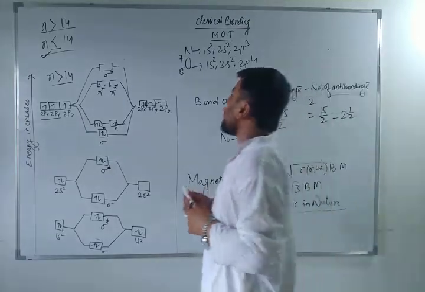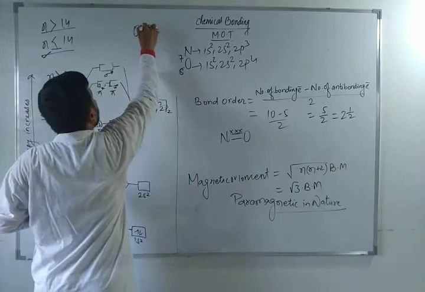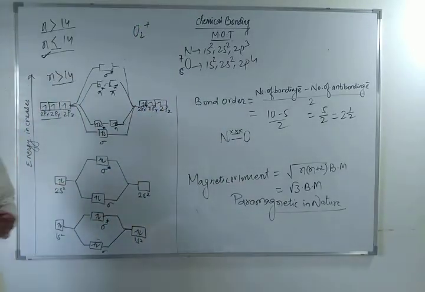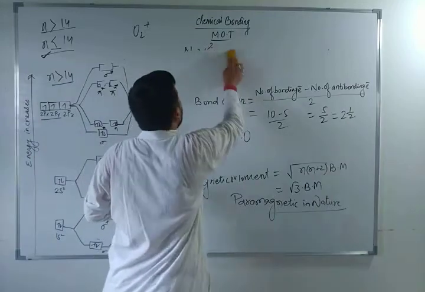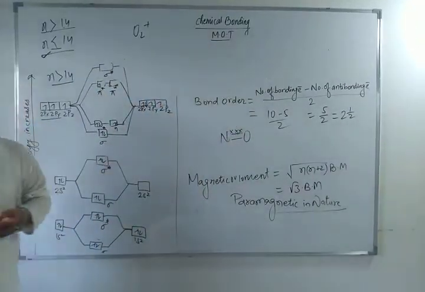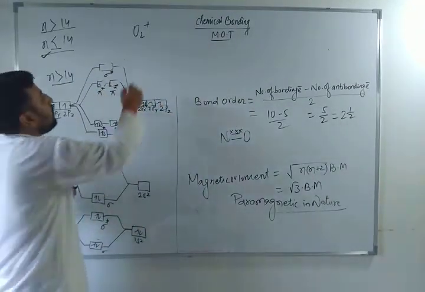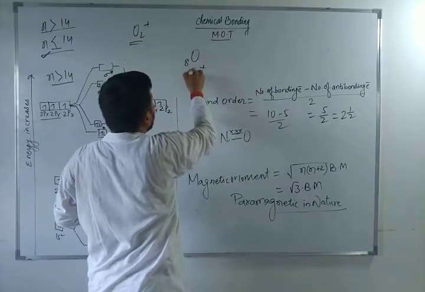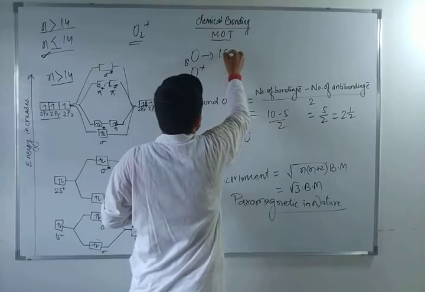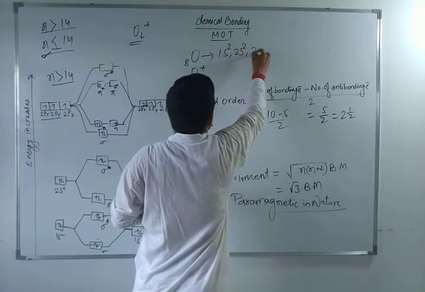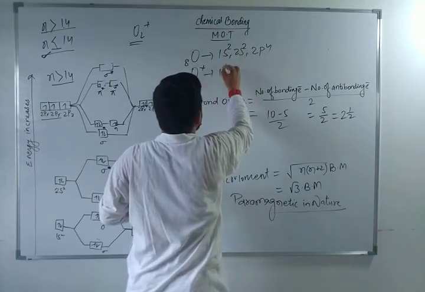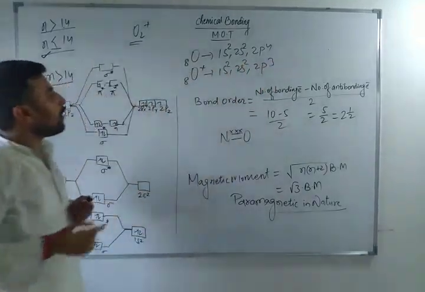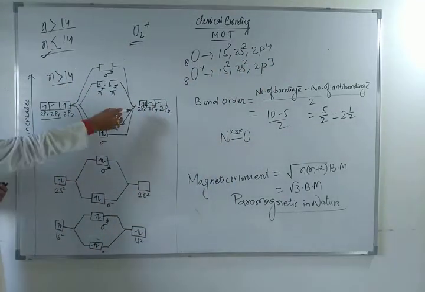What about the charges? If I talk about O2 plus, then it's also very easy. O2 plus means one is oxygen and another is oxygen plus. Here 8 electrons, here 7: 1s2, 2s2, 2p4, and here 1s2, 2s2, 2p3, because one electron has been removed. So same, you can see 2p3, 2p4.